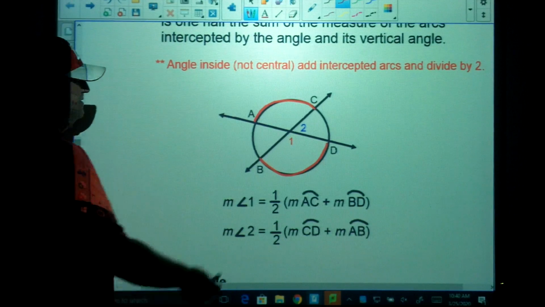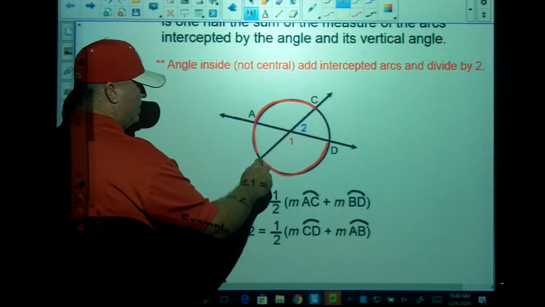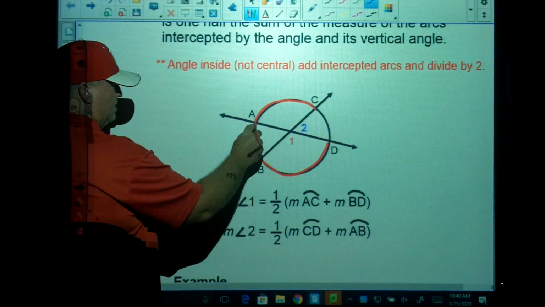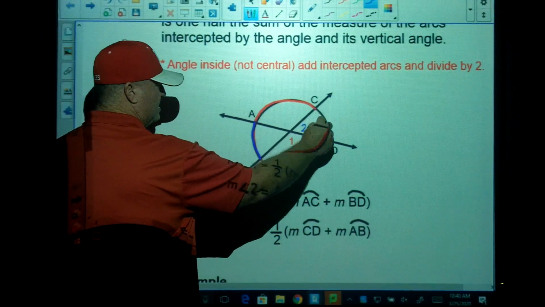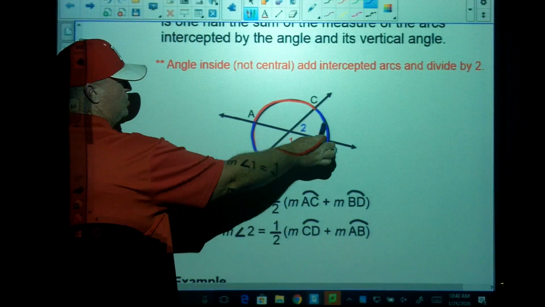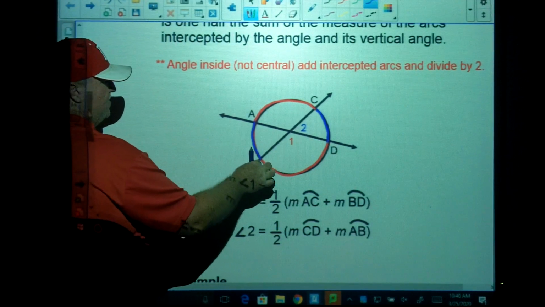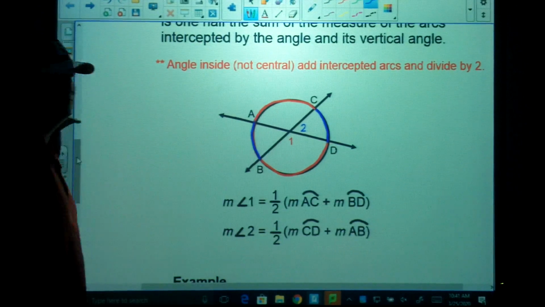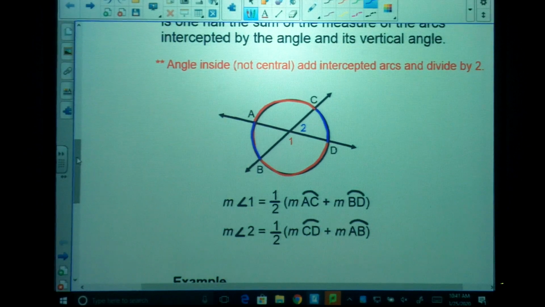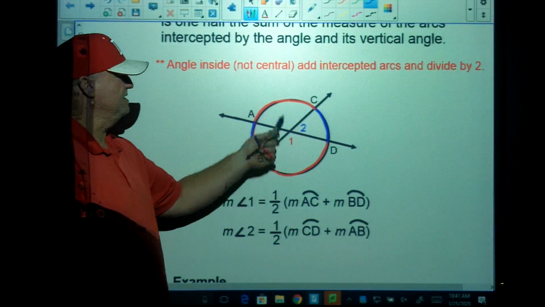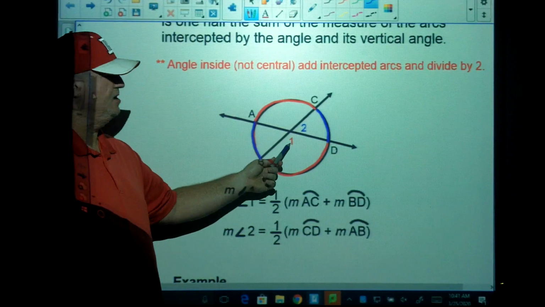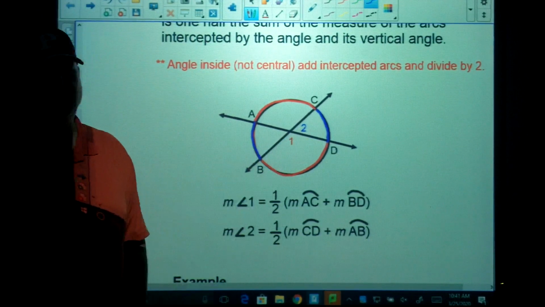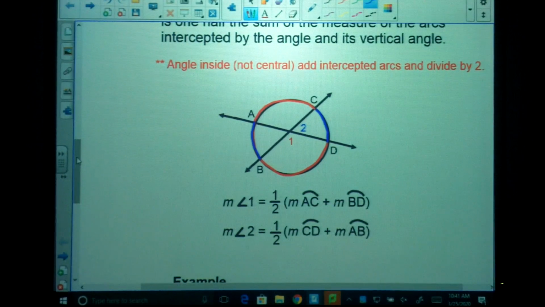If I'm looking to find angle 2, I am going to use these intercepted arcs. Because for angle 2, you have your intercepted arc here and its vertical here. For angle 1, you have its intercepted arc here and its vertical there. So you're going to find those arc measures, add them together and divide by 2. Now the beauty about this is that if you find one of these angles, you can automatically find the other by subtracting it from 180 because it makes a straight line.